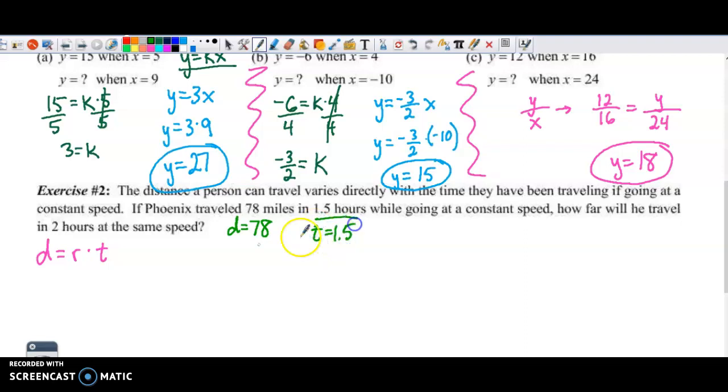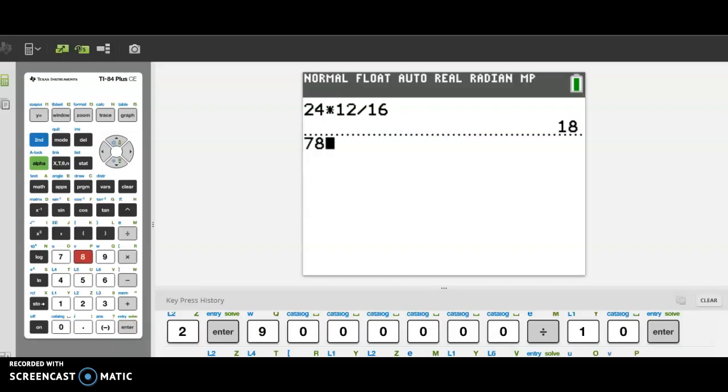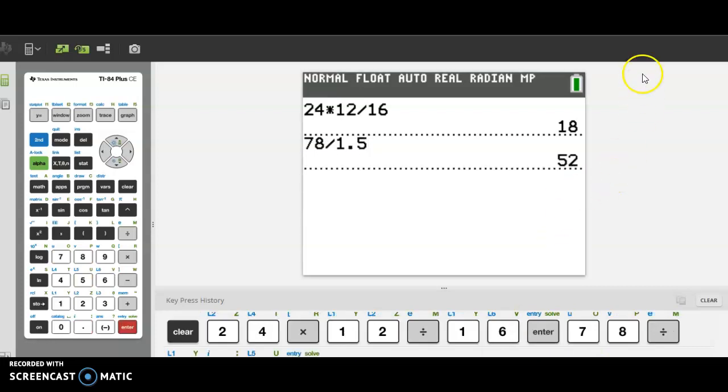You just don't know what the rate is, but it's set up as, if you notice the comparison, this looks like y equals kx. It's just d and t with the constant of variation r instead of k, y, and x. So anyway, if I did the problem using distance equals rate times time, then it would be 78 equals rate times 1.5. So to solve for the rate, the average speed, you would divide that 1.5 over to cancel it out. I need a calculator for that. I don't expect you to know 78 divided by 1.5 in your head. So it's 52.